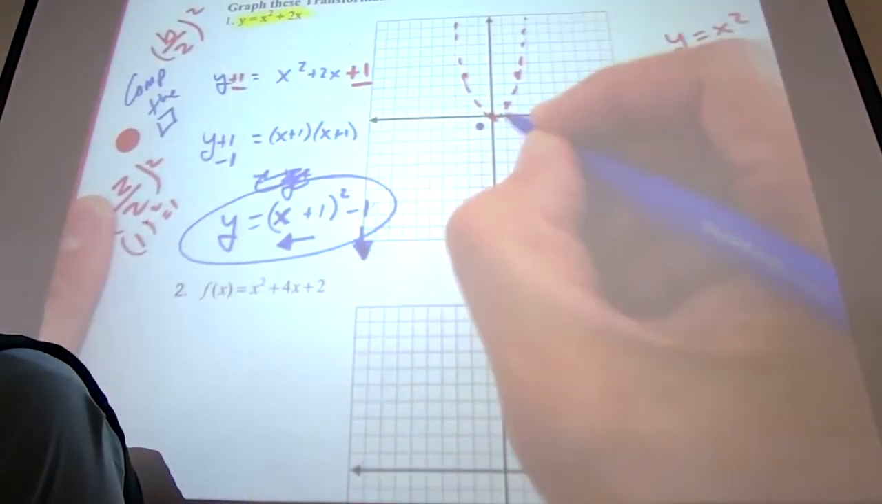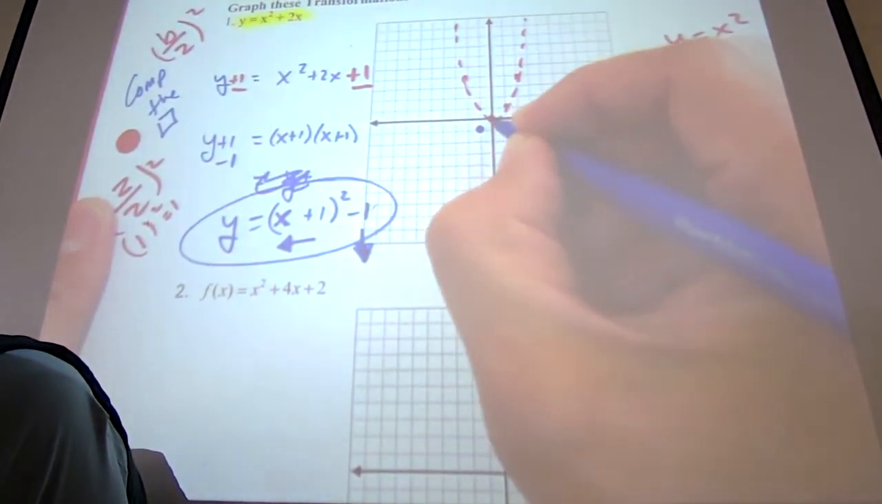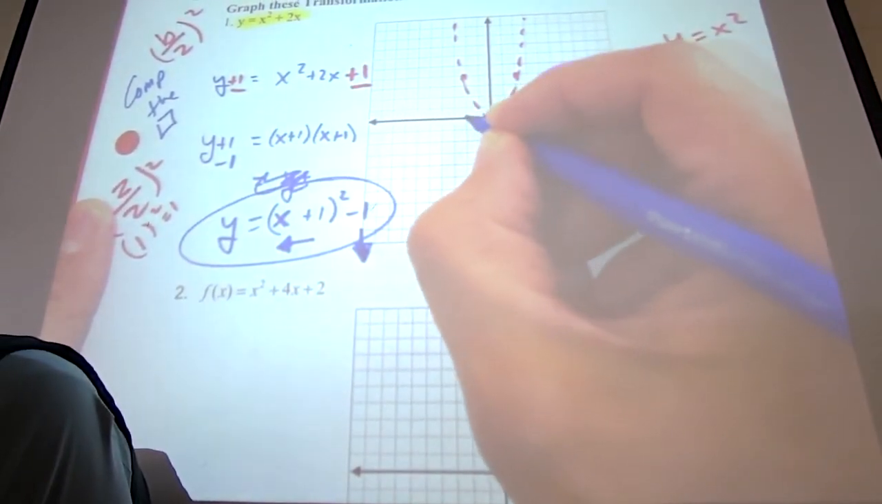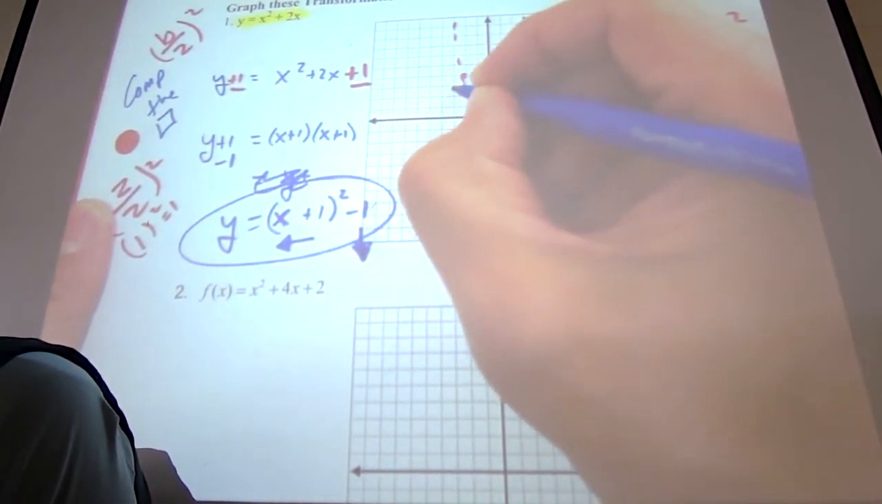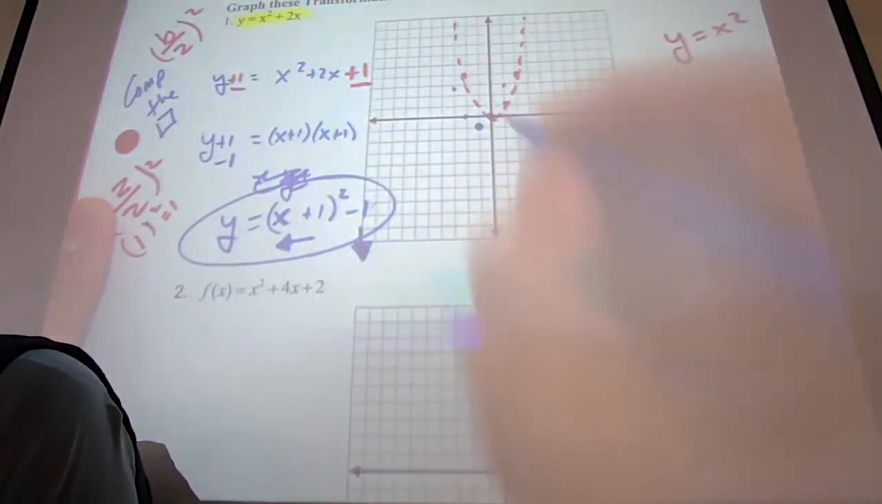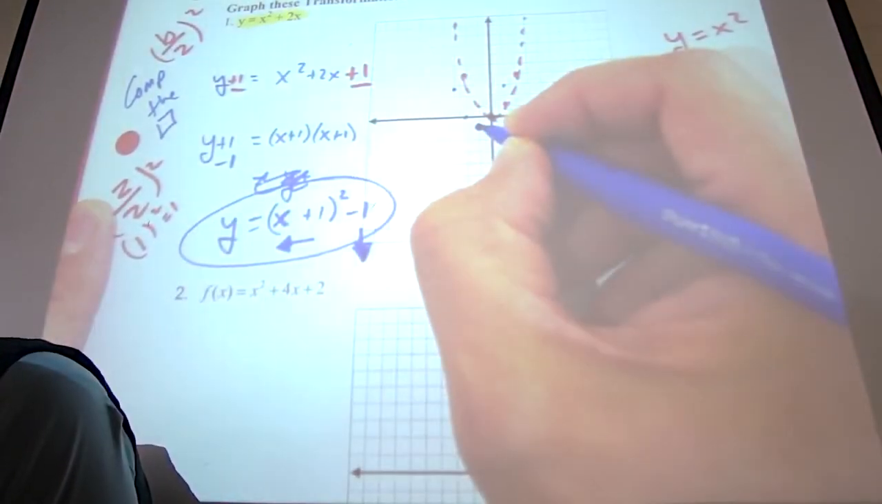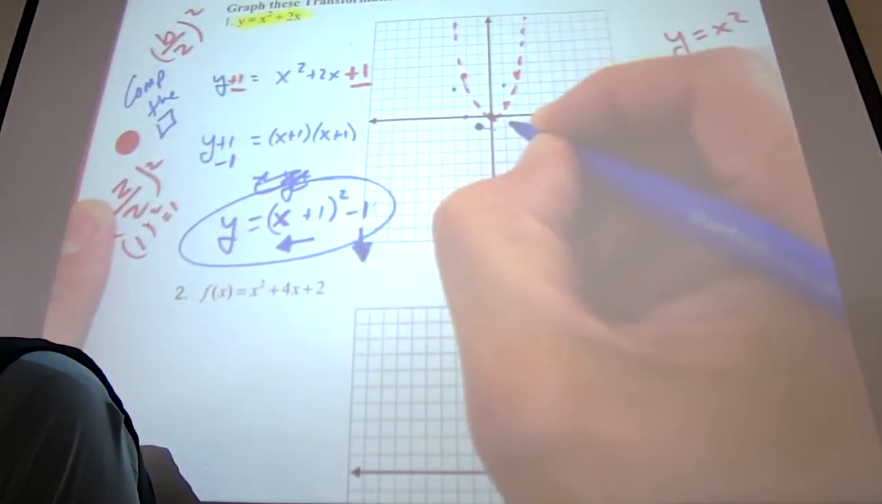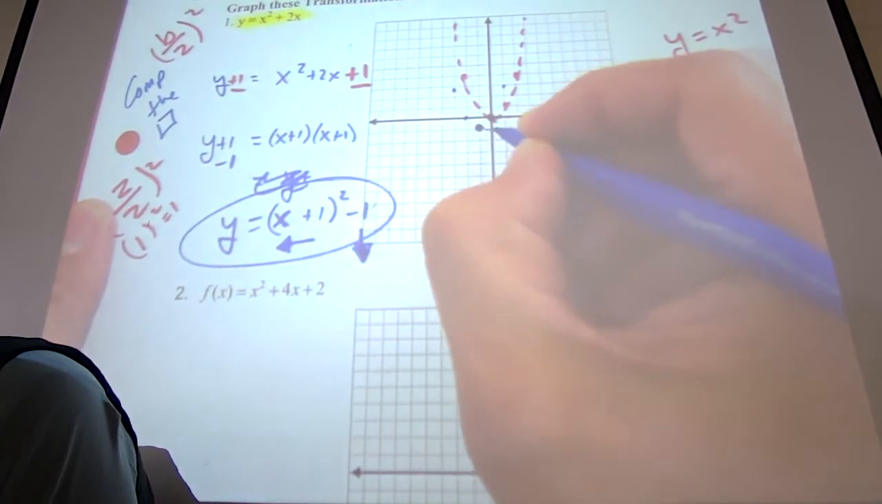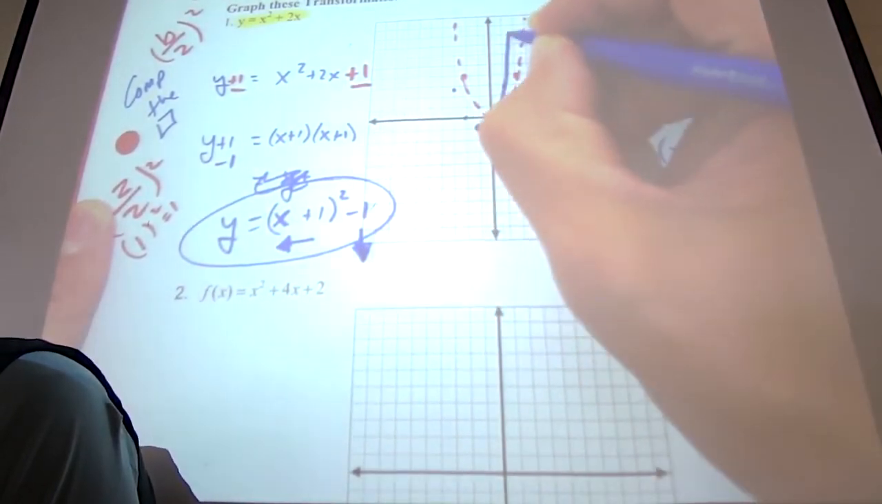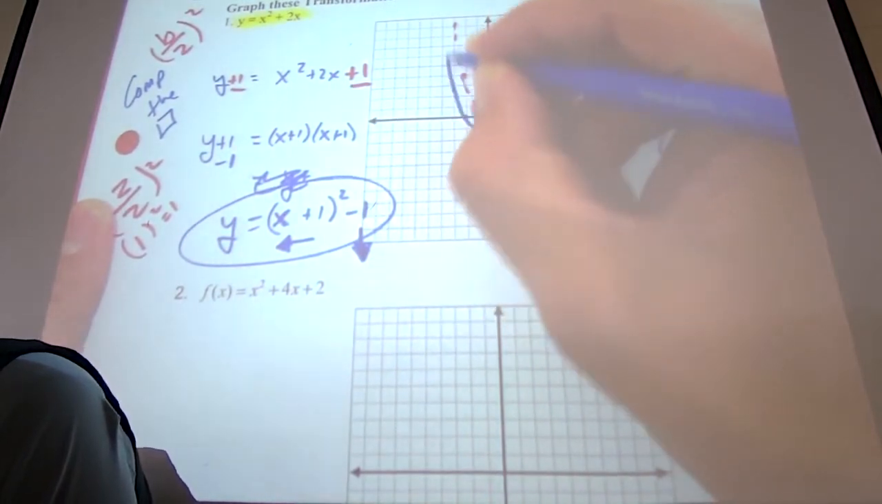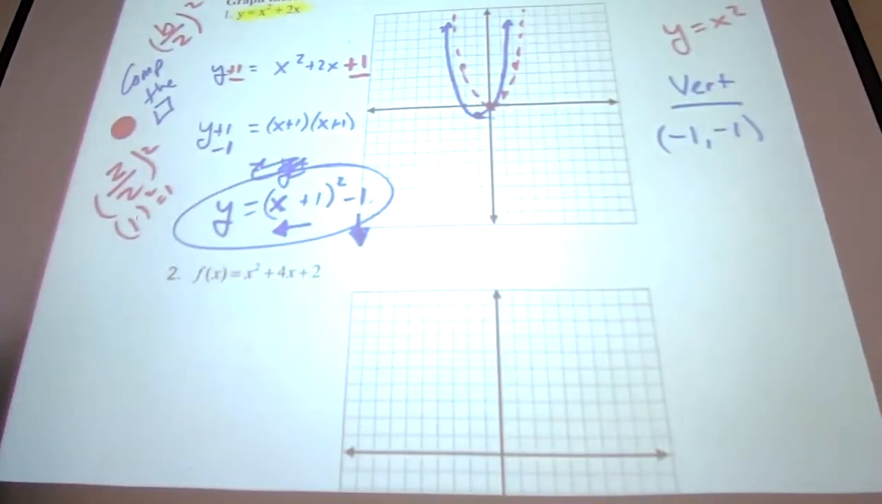So now everything goes over 1, down 1, over 1, down 1, over 1, down 1. All these points, over 1, down 1. So that's one way to graph it. The other way is, once you have your vertex, I just follow that pattern, over 1, up 1, over 2, up 4, because 1 squared is 1 and 2 squared is 4. It's just following what a quadratic would do. So there's my graph, just like that.